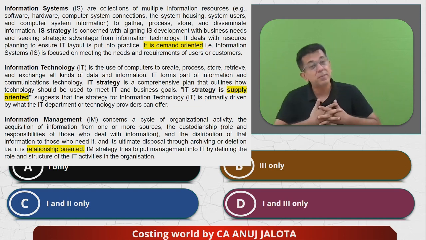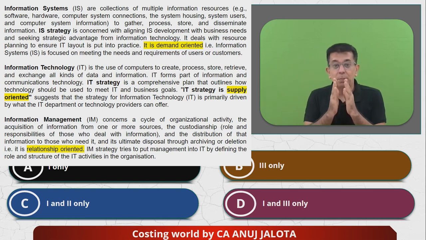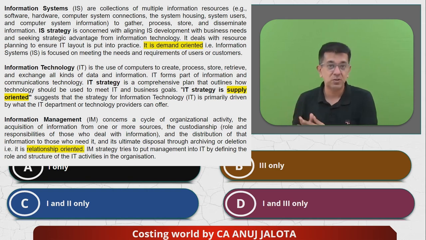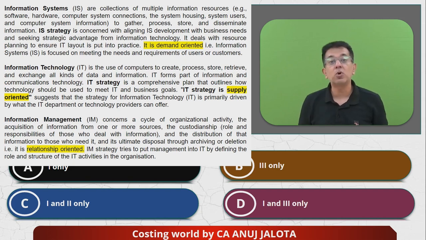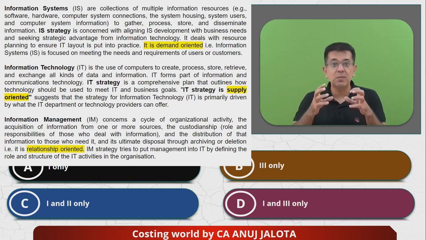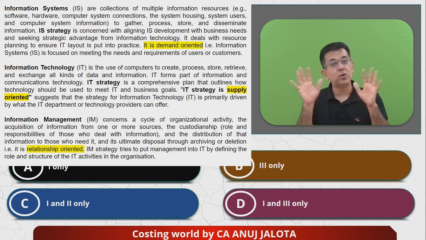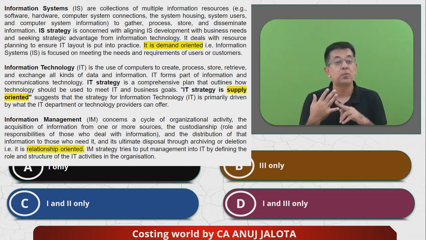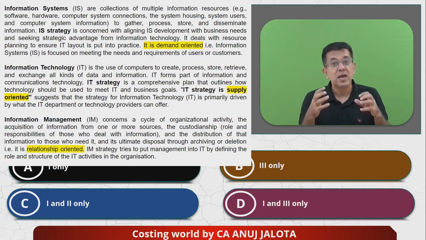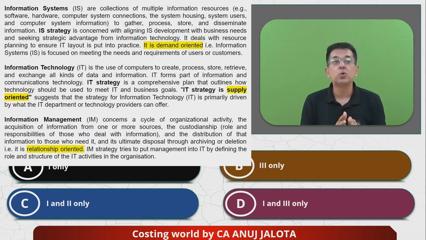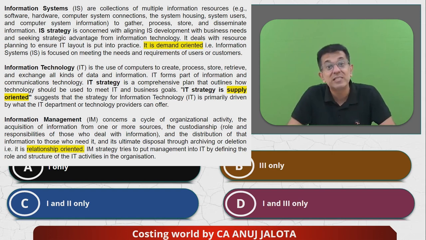Relationship oriented means what? It means that based upon whatever is the need of a consumer, or whatever is the position of a consumer, only that much information will go. It's basically putting management into information technology. What do you mean by management? It is trying to manage the business, the people, the system, the assets. When we use information technology for this purpose, it is called information management. So information management is always relationship oriented.